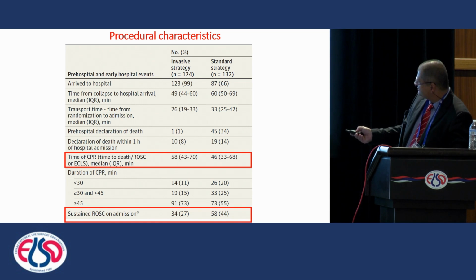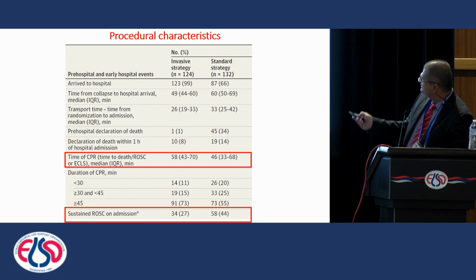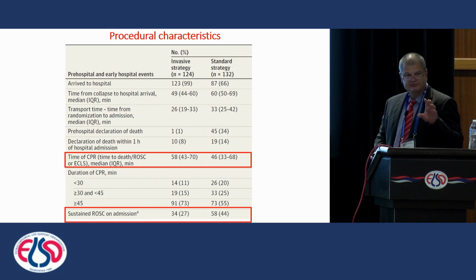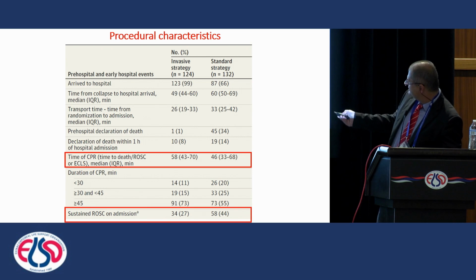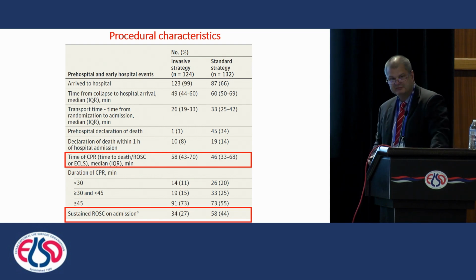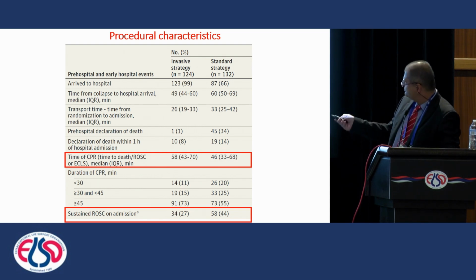What I think is that the time of CPR, which has been defined as a time to death, time to ROSC, or ECLS, was a median of 58 minutes in the invasive strategy arm and 46 minutes in the standard arm. So we really pick up truly refractory cases, and probably many of us would stop CPR before resuscitating for 46 minutes and even 58 minutes. So when we interpret the data in this context, this is the most important parameter of the study.